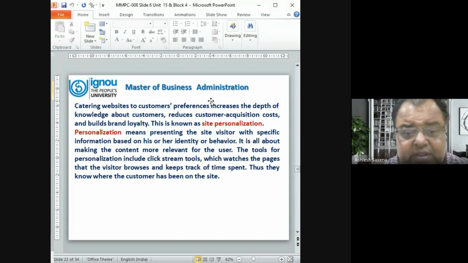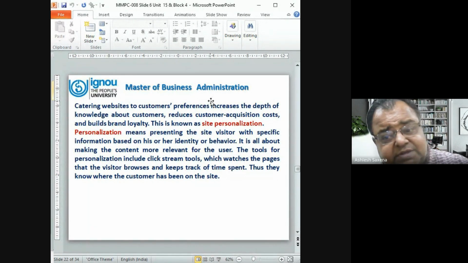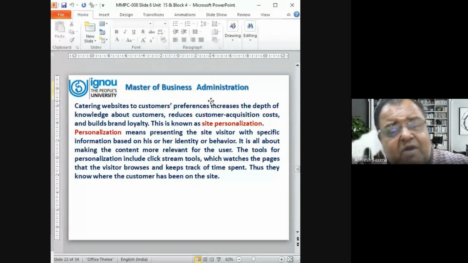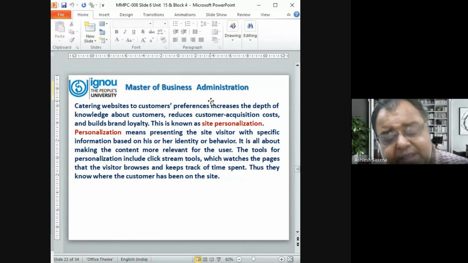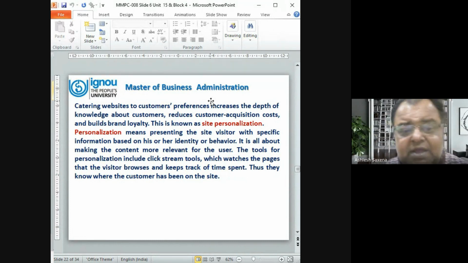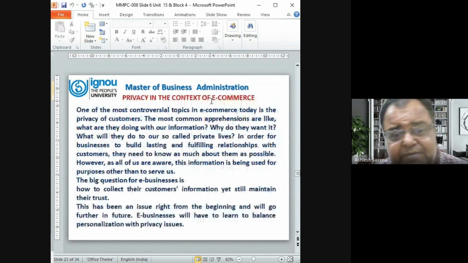The tools for personalization include clickstream tools, which watch the pages that the visitor browses and keep track of the time spent. Now see, whatever you are doing on the app is being monitored by someone. Thus, they know when the customer has been on the site. As soon as you come on the site, they pop up with something you like, but last time you have left it. Privacy in the context of e-commerce.